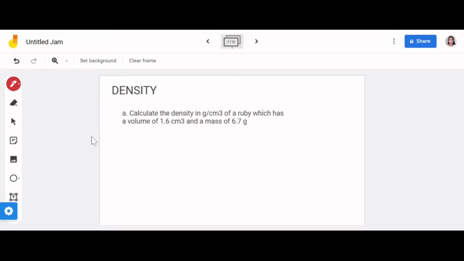So another problem is in density. The first problem is calculate the density in gram per cubic centimeter of a ruby which has a volume of 1.6 cubic centimeter and a mass of 6.7 grams. So we have to jot down the mass, which is 6.7 gram, and the volume is 1.6 cubic centimeter. The formula for density is rho equals m over v, which is mass over volume. So we just have to substitute it. 6.7 grams over 1.6 cubic centimeter is equal to 4.19 grams per cubic centimeter.